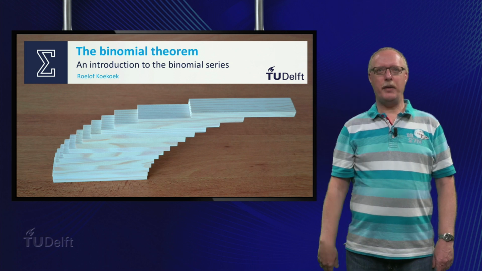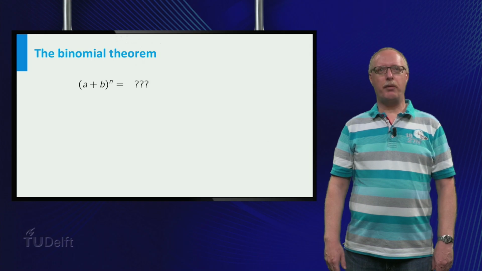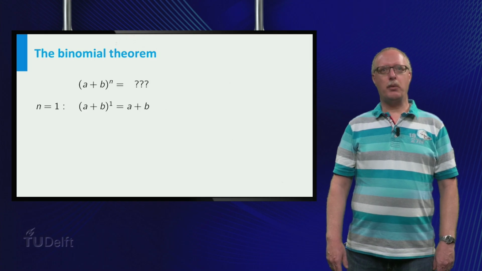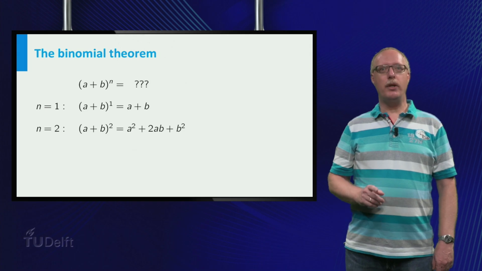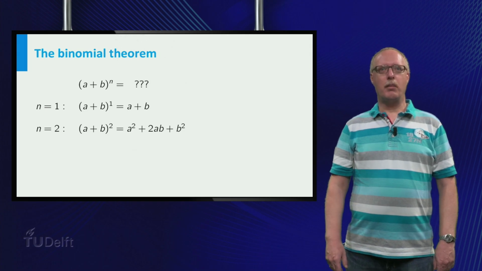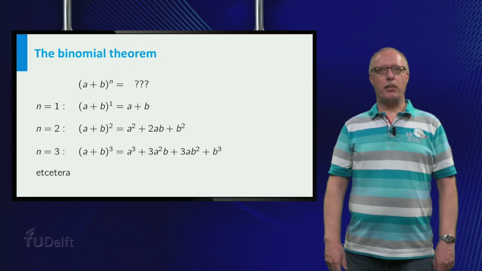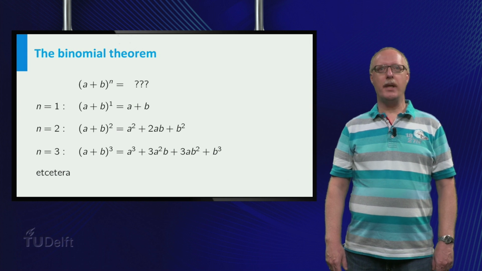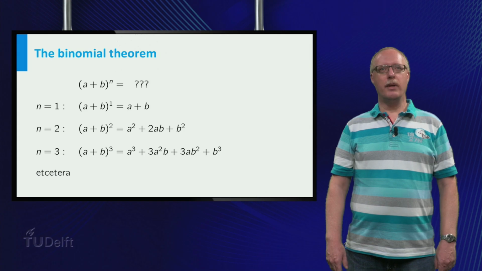Hello! In this video we will discuss the so-called binomial theorem. This theorem provides a closed formula for (a+b)^n, where n is an integer. For n equal to 1, this should be a + b. For n equal to 2, we have a² + 2ab + b². For n equal to 3, we have a³ + 3a²b + 3ab² + b³, etc.